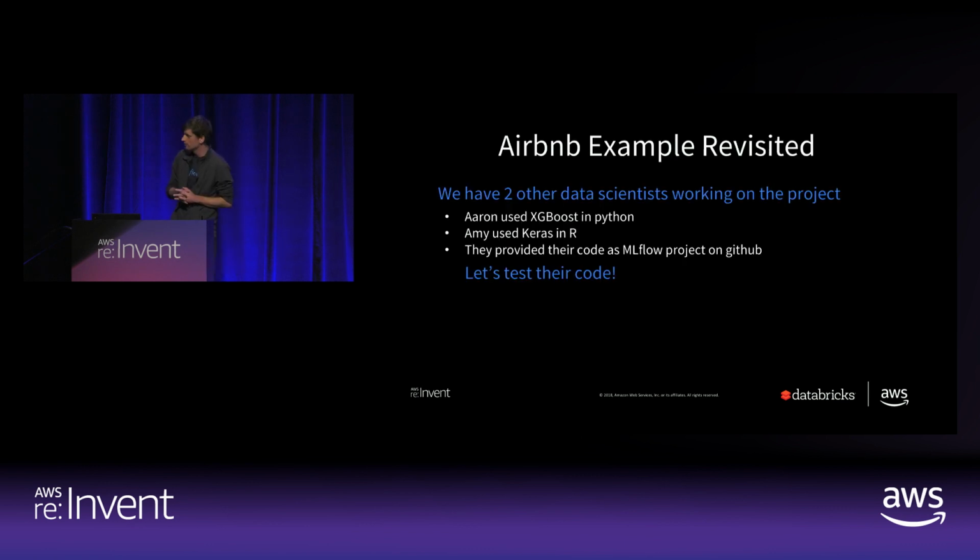Okay, so now I'm going to show a quick demo of how ML projects work in practice. So I'm going to continue in Corey's example of predicting prices of Airbnb listings. But in my case, I'm going to have these two data scientists who provided code in two different languages, and we will see how we can inspect and run their code and change parameters and improve on their results.